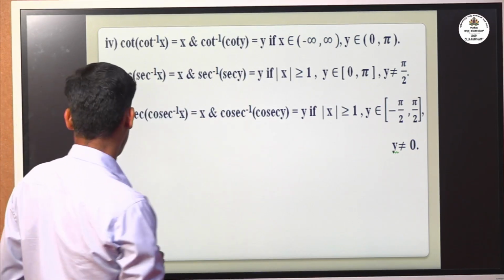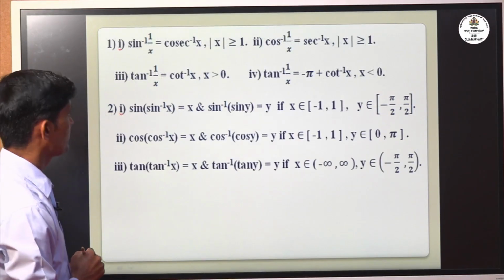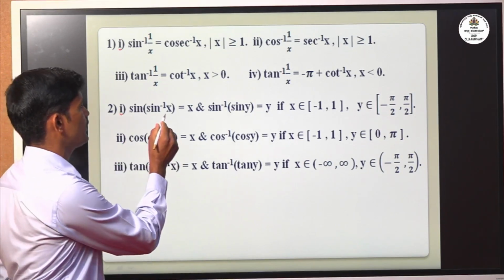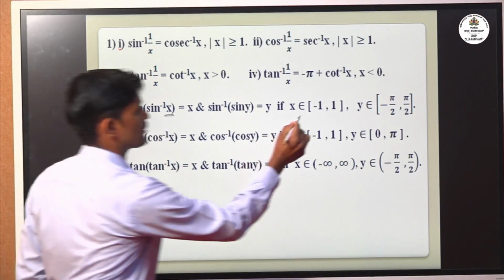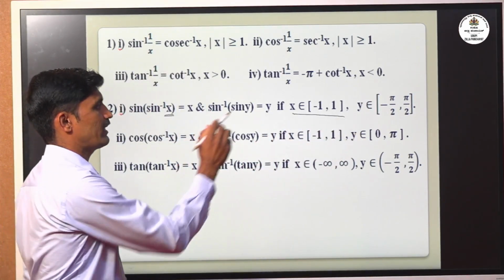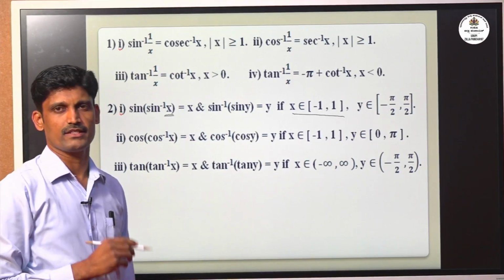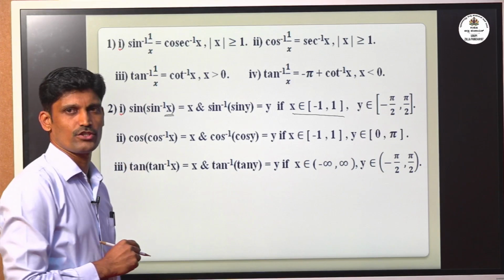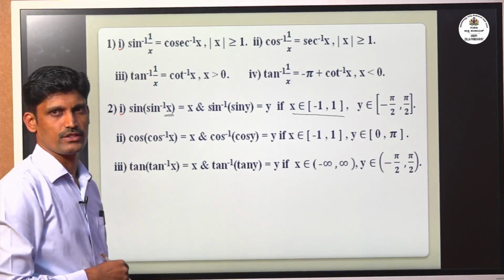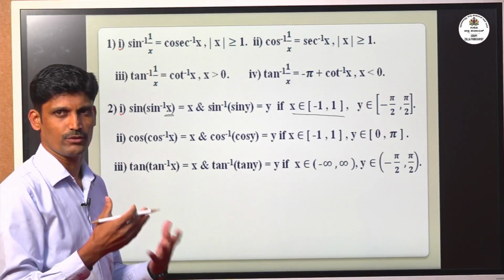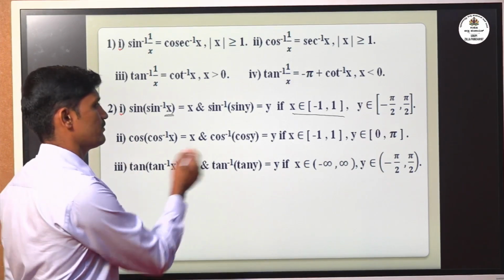Then we have sin of sin inverse x equal to x. This is also valid only for x between minus 1 and plus 1, not for every value of x. Sin inverse of sin y is equal to y when y lies in the closed interval minus pi by 2 comma plus pi by 2. Cos of cos inverse x is equal to x, because they are all inverse functions. F composite g, g composite f is identity function. That is what we have studied in first chapter.